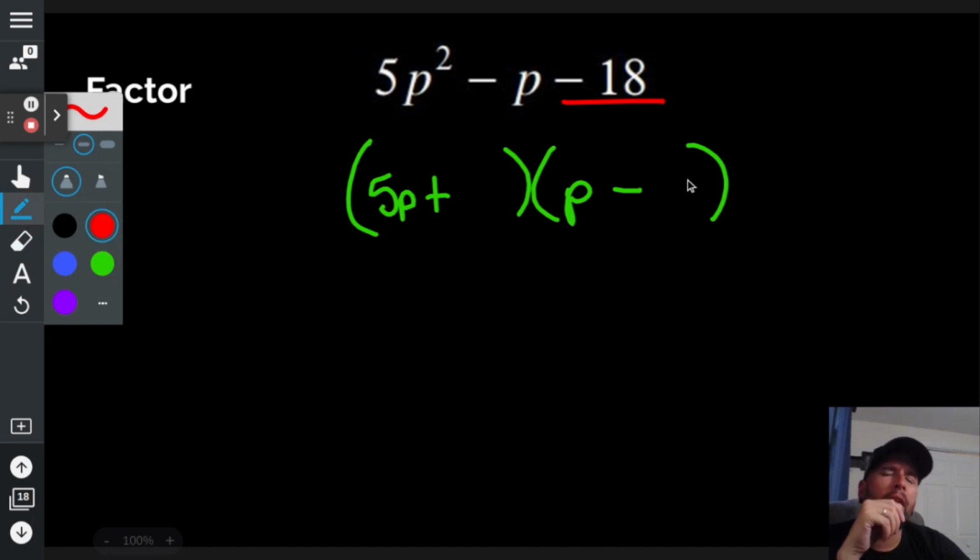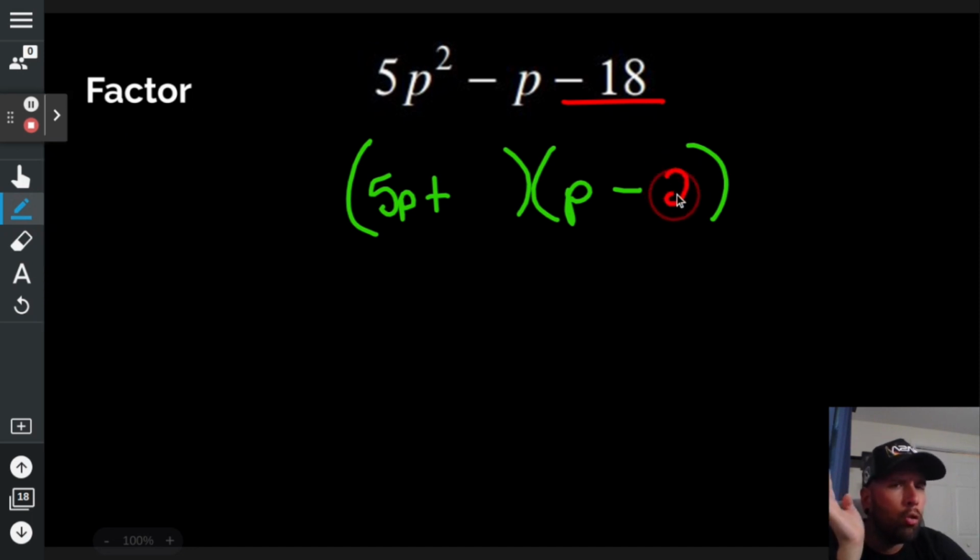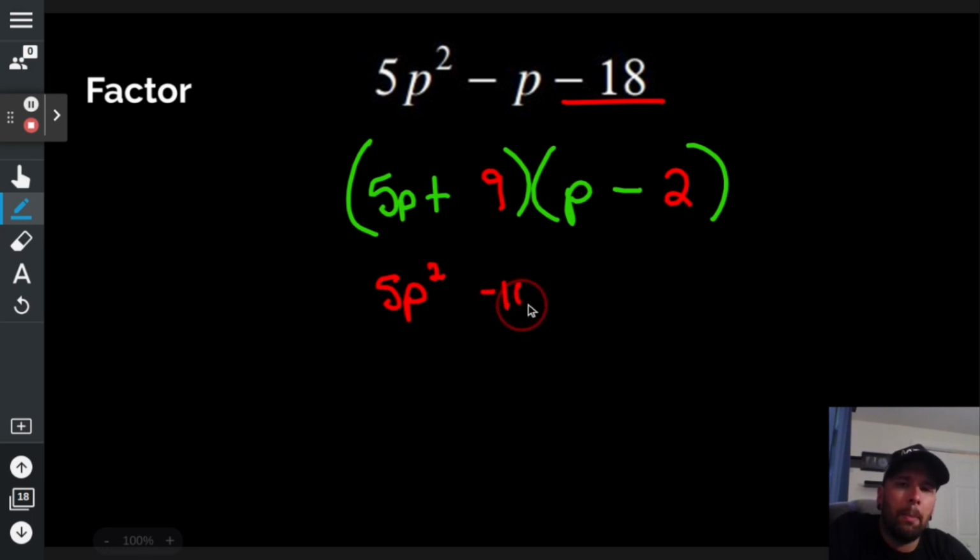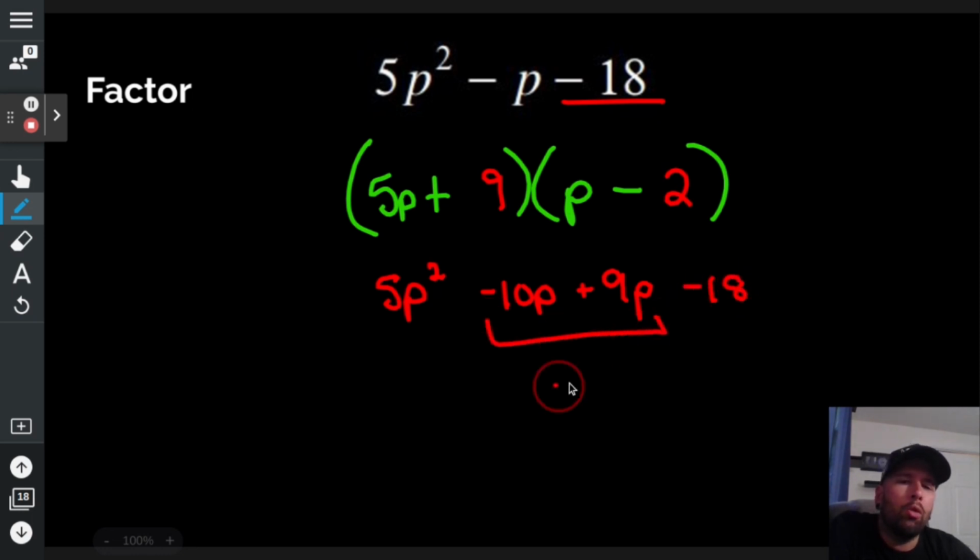If I were to put the 9 here, I know that I would end up multiplying 5 times 9, which is 45. So I'm going to put the 2 here and the 9 here, and I'm looking at this thinking, this has promise. If I were to FOIL this out, 5p times regular p is 5p squared. 5p times negative 2 is negative 10p. 9 times p is positive 9p. And 9 times negative 2 is negative 18. When you combine these, you get negative p.